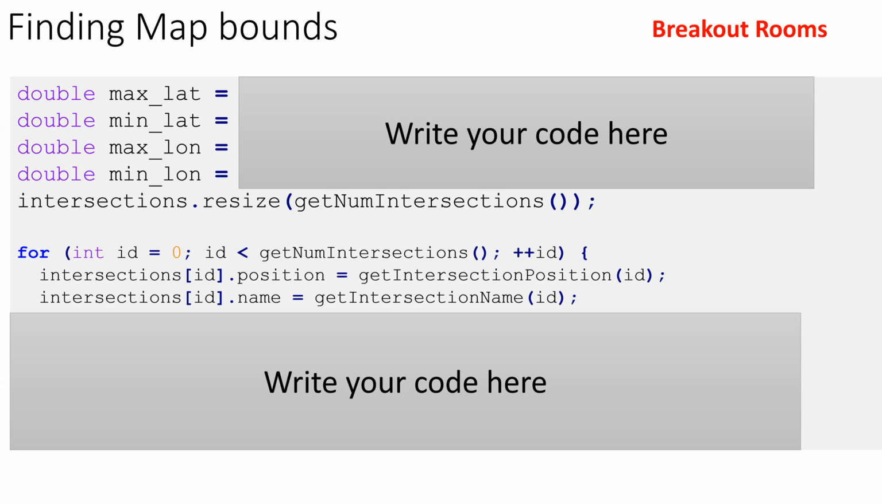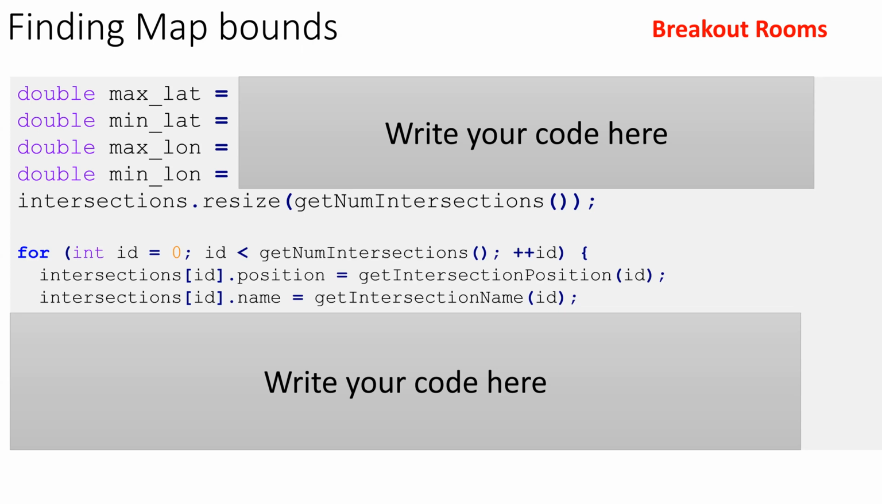libstreet's database API, what is the maximum latitude and the minimum latitude for a map? And you can't. We don't have that data. It's not in the OSM data. We don't give it to you. But you can figure it out yourself. You can just go through, for example, all the intersections, and figure out what's the biggest latitude, what's the smallest, etc. Does that make sense? Anybody want to take a crack at this?